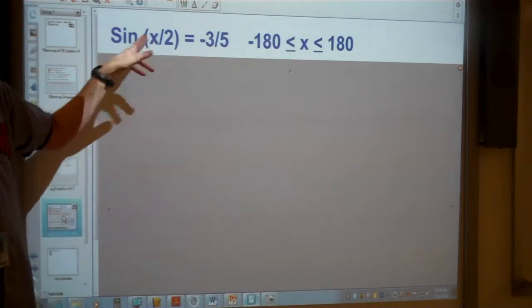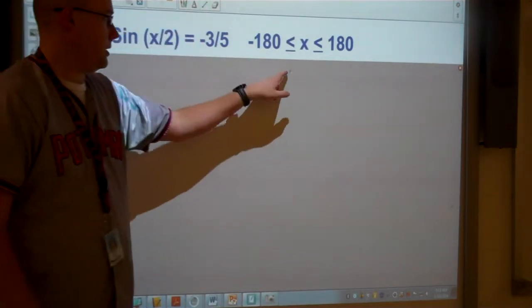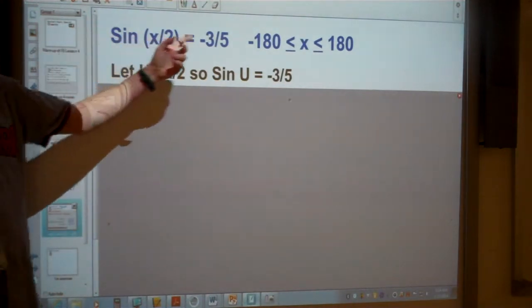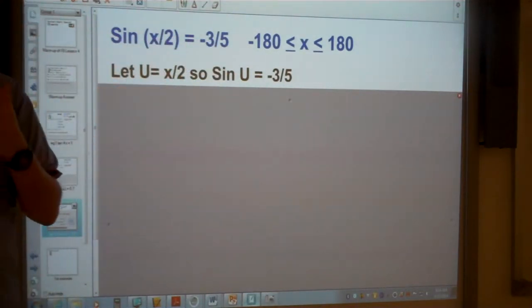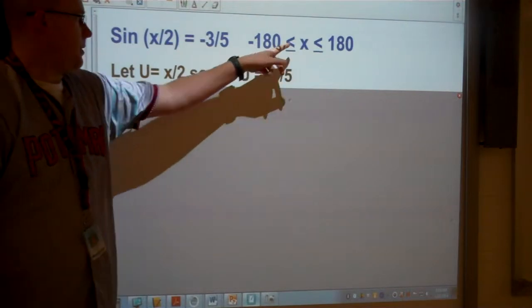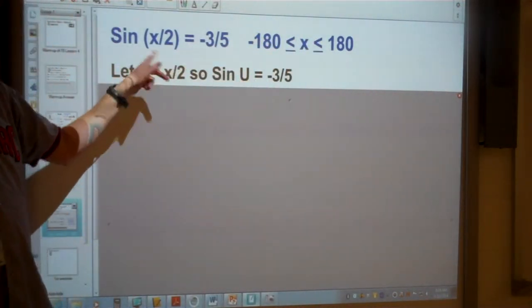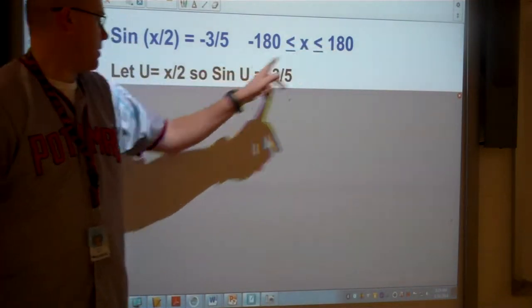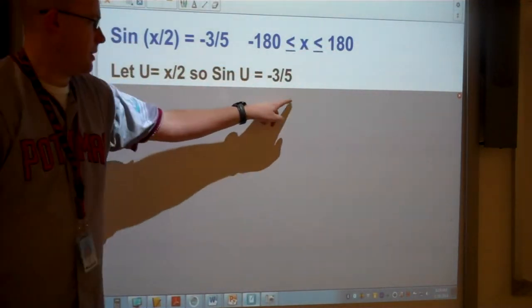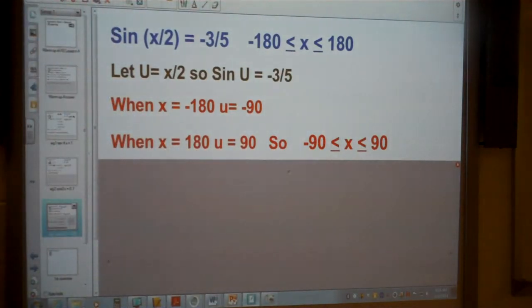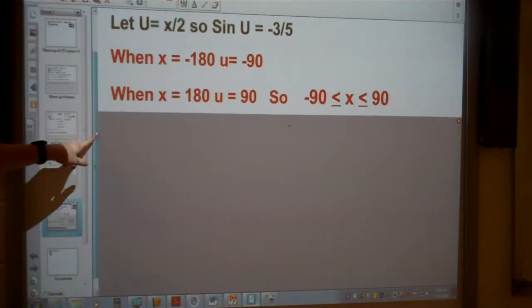First of all, I don't like the fraction, so I'm going to do my u substitution. Let u equal x over 2. So the question becomes sine u equals negative 3/5. I also need to change the limits. So I'm going to plug each of these x values into this formula. Negative 180 divided by 2 gives me negative 90, and 180 divided by 2 gives me positive 90. So that's my limits for this question, negative 90 to 90.